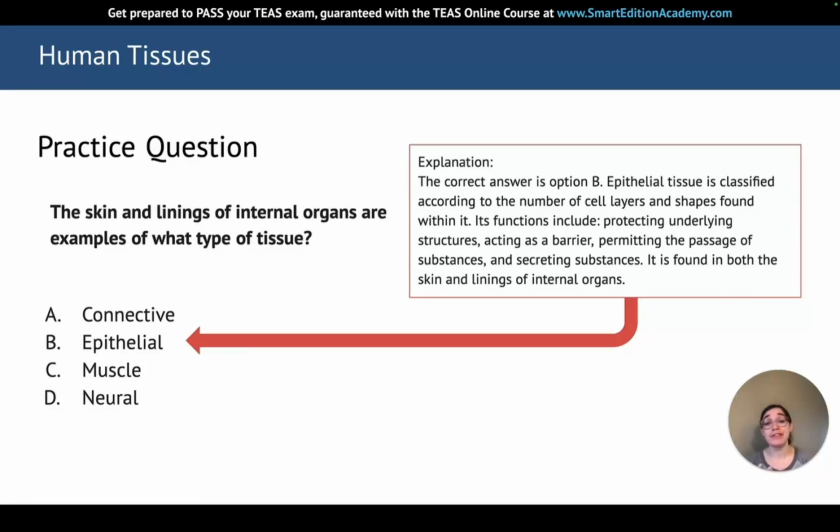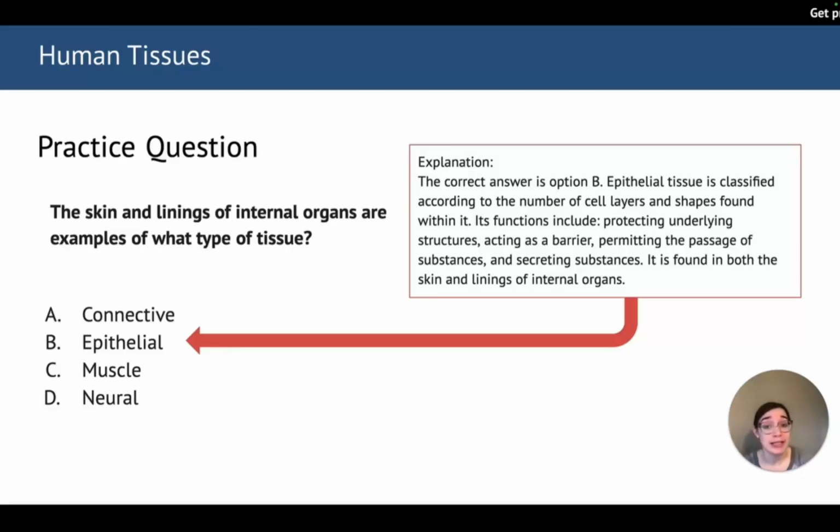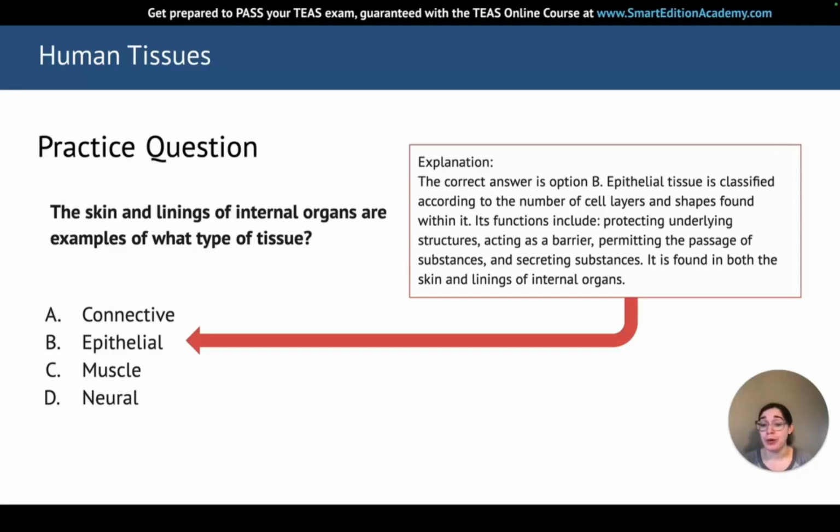When we think about the functions of epithelial tissue, it makes sense that these parts of our body would contain this type of tissue. It acts as a barrier. It protects the structures that lie underneath it by keeping some substances out entirely, but also permitting the passage of useful, helpful substances and allowing for the secretion of other substances that the body needs to get rid of or that are needed for other things. So when we think about the locations of the skin and the linings of internal organs, as well as the function of epithelial tissue, it makes sense that it would be found in these locations.